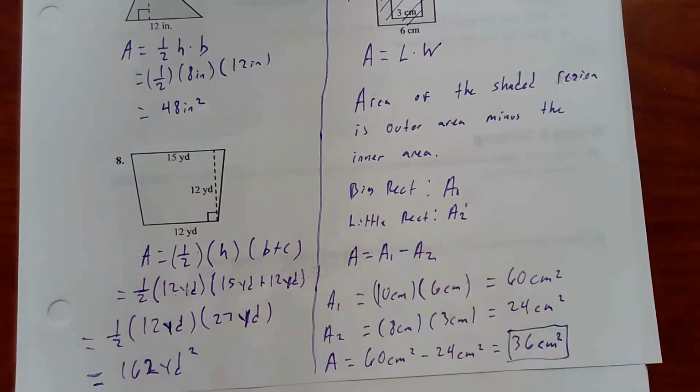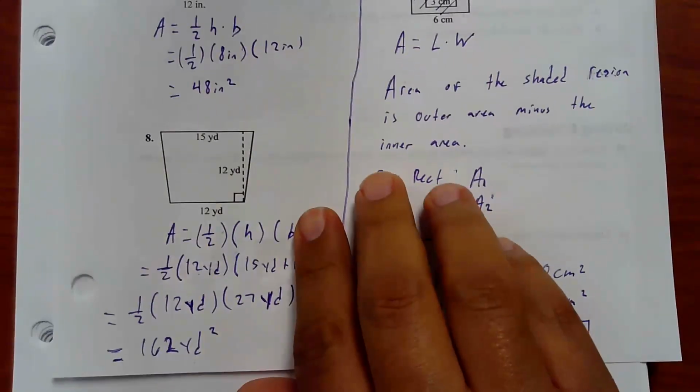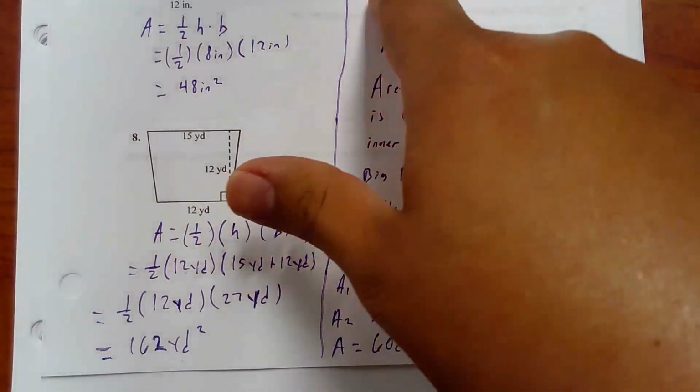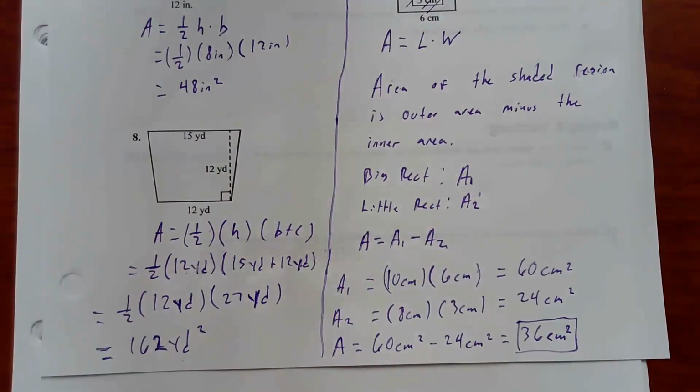Are you guys cool on this page? Not yet? All right. Wait, sir, how'd you get 48? Did you multiply 8 and 12 and then get half of that? That is one way to do it. You can do half of 8 and then times 12, or 8 times 12 and then half of that. Doesn't matter. As long as you do each one, you're good.